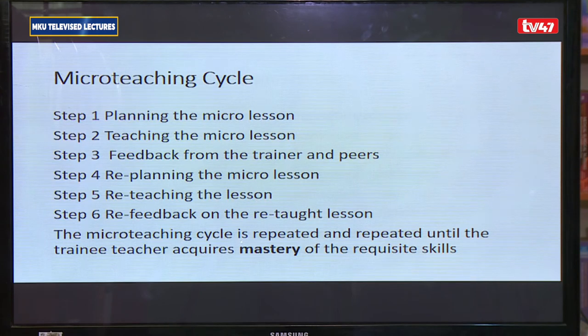Number four, after feedback, you go back to the drawing board. You do a replanning of the micro lesson. You plan it again. That's why we are calling it replanning. After you have taken care of the feedback, with areas of improvement incorporated, then you go to step number five. You reteach that lesson again.